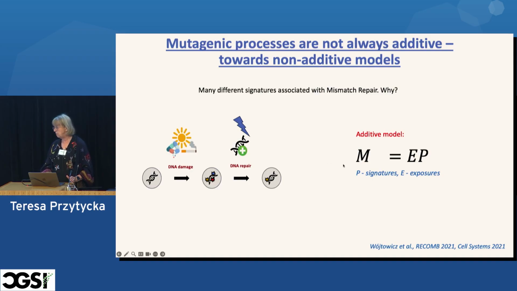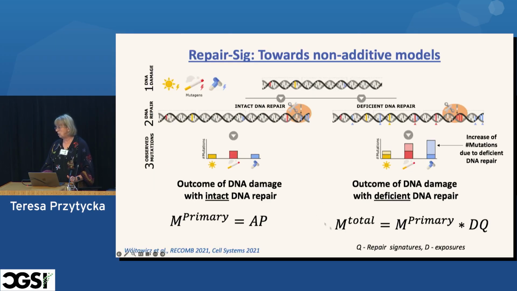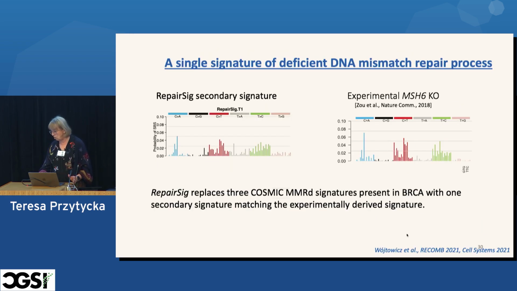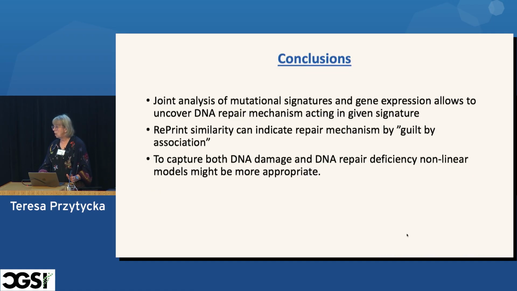changing the second step. So rather than having this additive model here, we propose a two-step model, where we have something that we call primary signatures, and then we have secondary signatures like mismatch repair that act on the primary signatures. And just without going into details, with this model, at least for breast cancer, we have been able to reduce all the mismatch repair signatures to just one secondary signature.